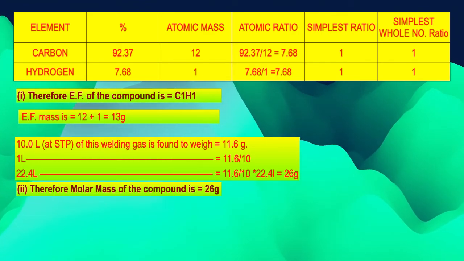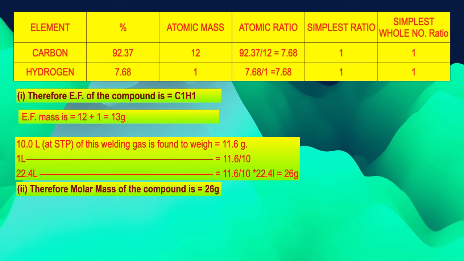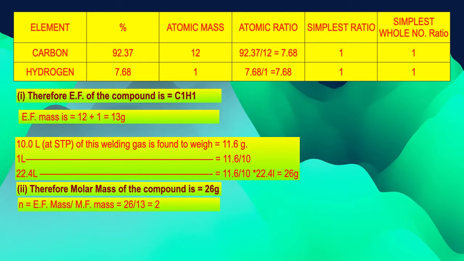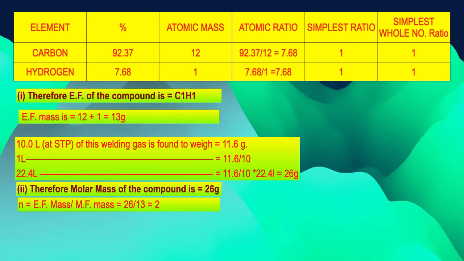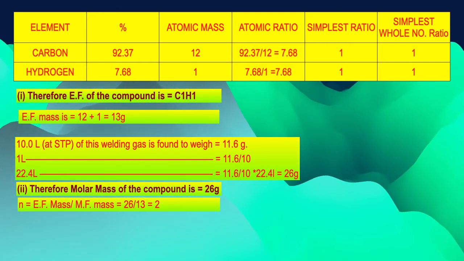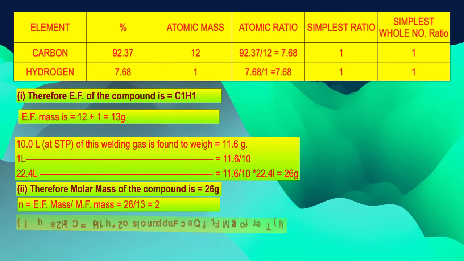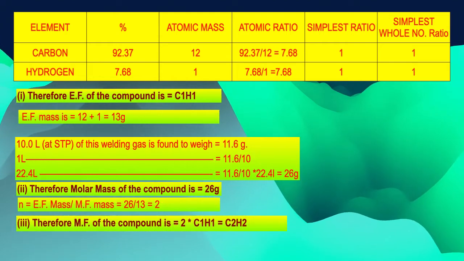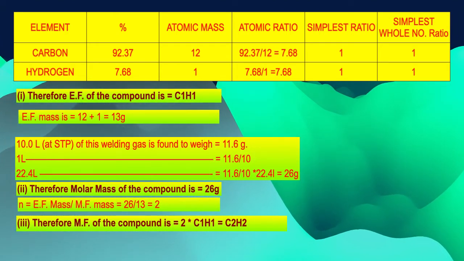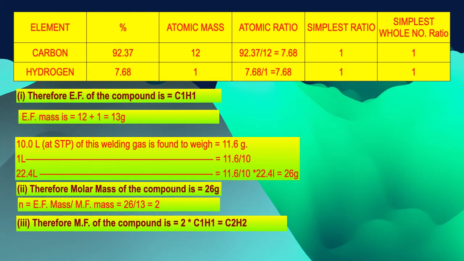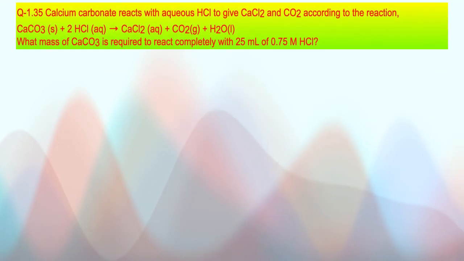Now what will be the molar mass? We have calculated here. What will be the value of n? Value of n is the molecular formula mass divided by the empirical formula mass. 26 is the molecular formula mass and 13 is the empirical formula mass. n is 2, and therefore the molecular formula of the compound is C1H1 multiplied by 2, that is C2H2.